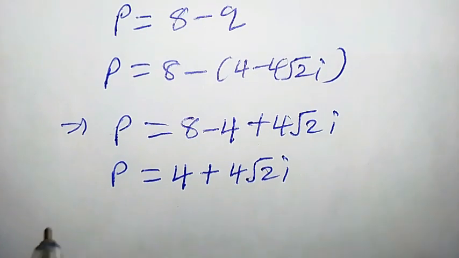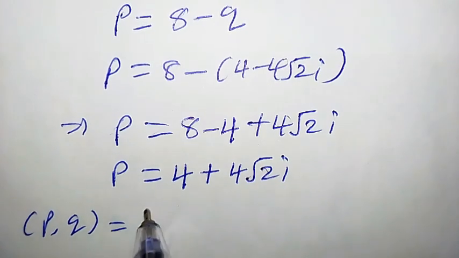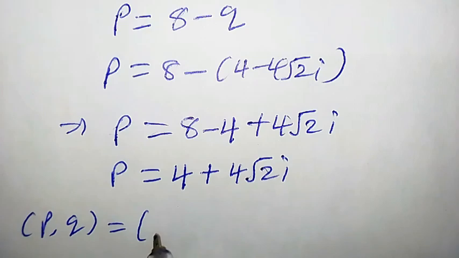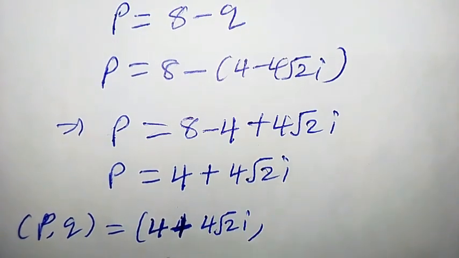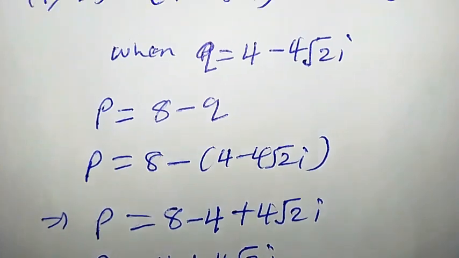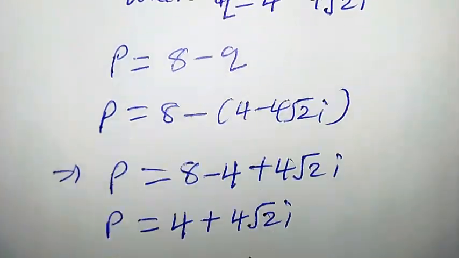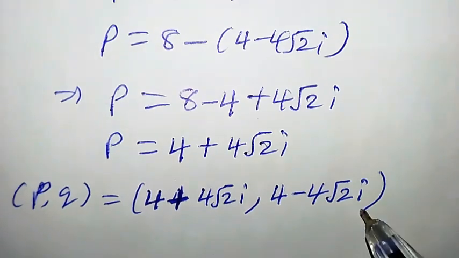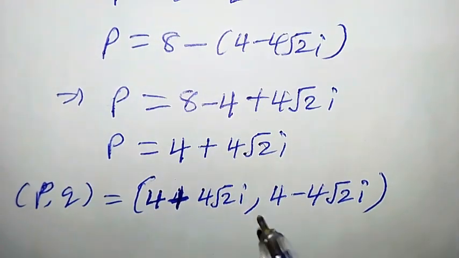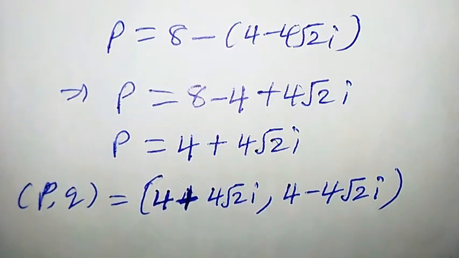Thus, the second solution, which is P comma Q, is equal to, what is P? This is P, 4 plus 4 root 2I, comma, what is Q? This is Q, 4 minus 4 root 2I. This is the second solution for the value of P and Q.